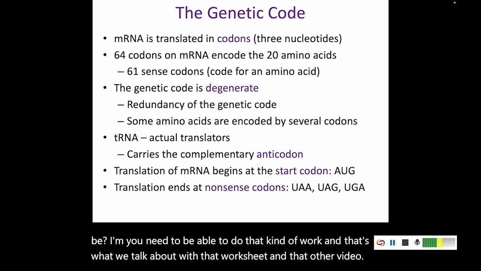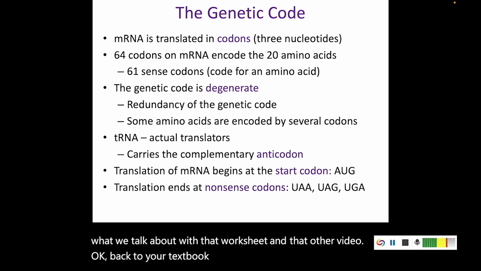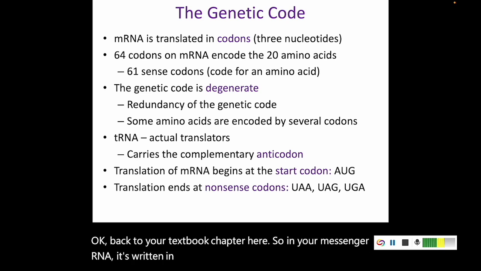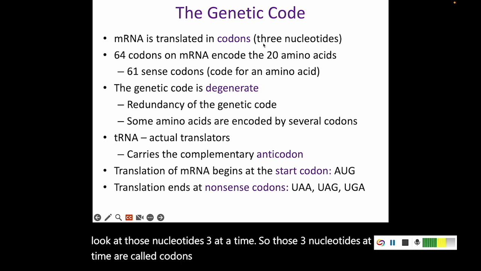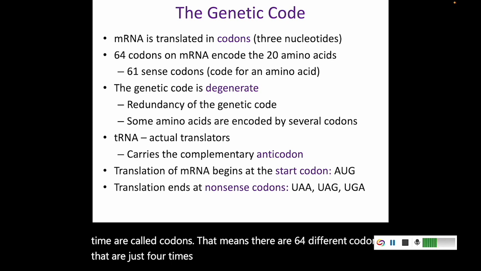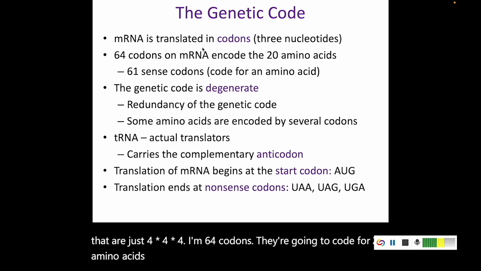Okay, back to your textbook chapter here. So in your messenger RNA, it's written in nucleotides, and our ribosomes are going to look at those nucleotides 3 at a time. So those 3 nucleotides at a time are called codons. That means there are 64 different codons. That is just 4 times 4 times 4. 64 codons. They're going to code for 20 amino acids. Of them, 61 are going to be sense codons, or code for an amino acid.